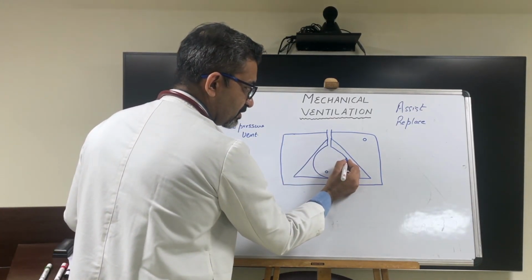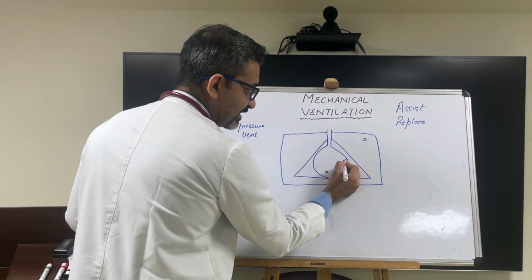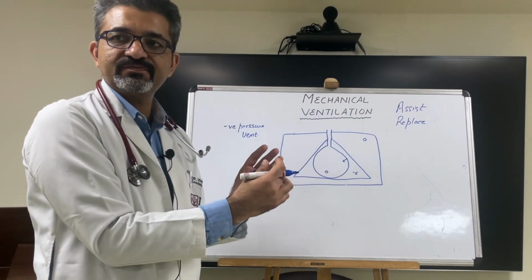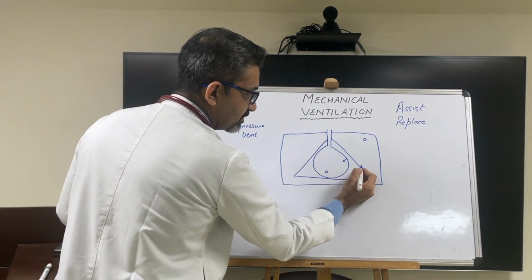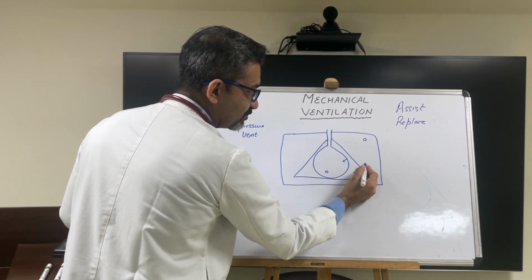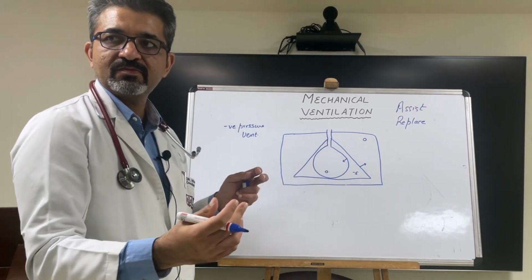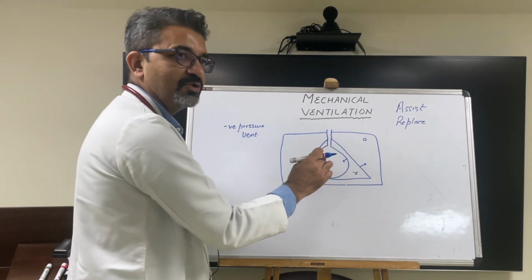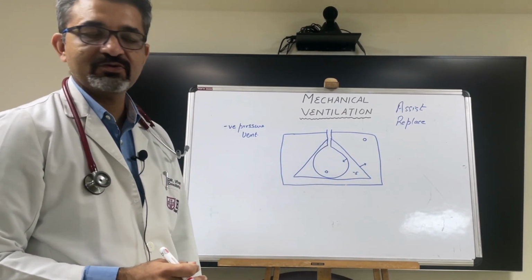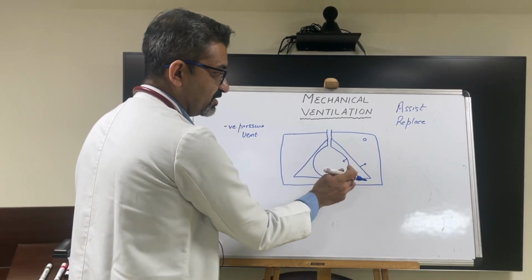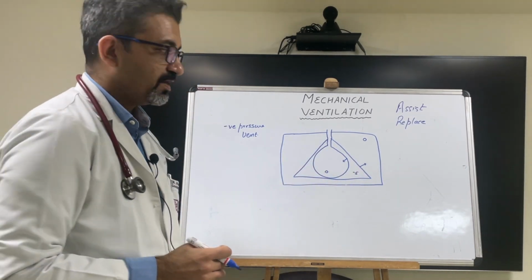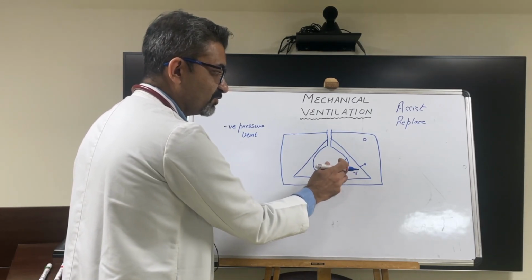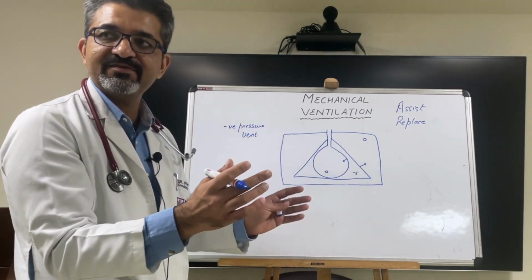Physiologically, the pleura or the lung has a tendency to collapse inwards, and the chest wall has a tendency to collapse outwards. That gives you a negative pressure in the pleura, though the pressure is 0 at alveoli and atmosphere also. And because of this negative gradient, you have transpulmonary pressure which drives air in and out.